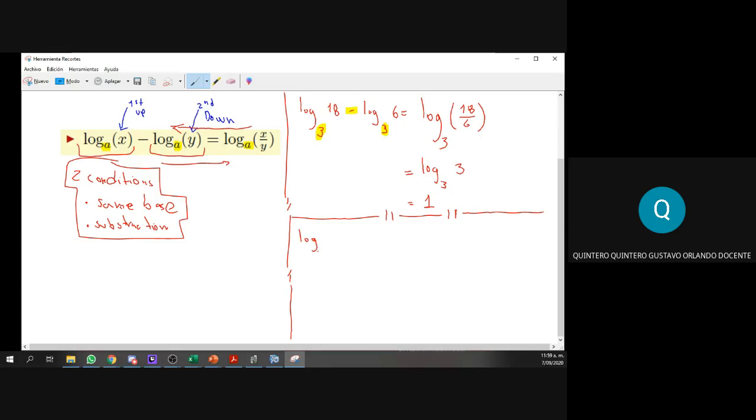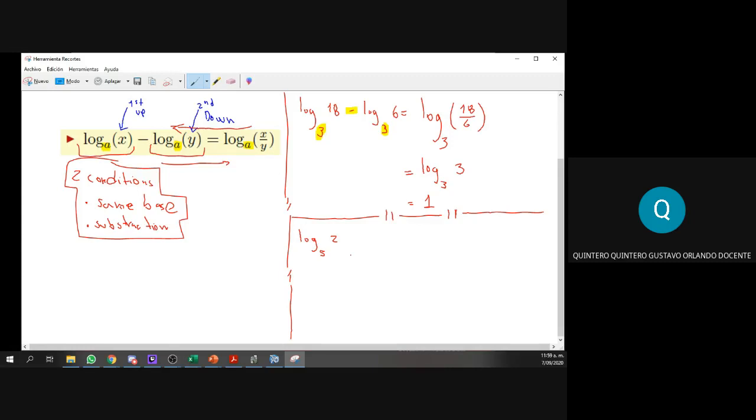Base what? Base 5 of what? Let's say 2. This is a good example. How much is the logarithm base 5 of 2? How much is that, guys?